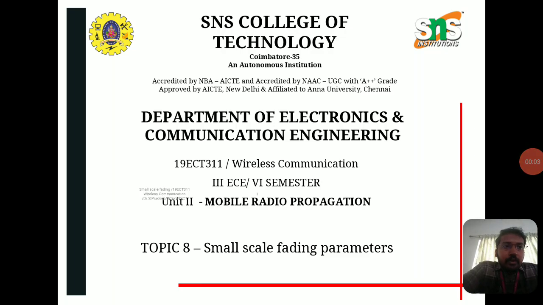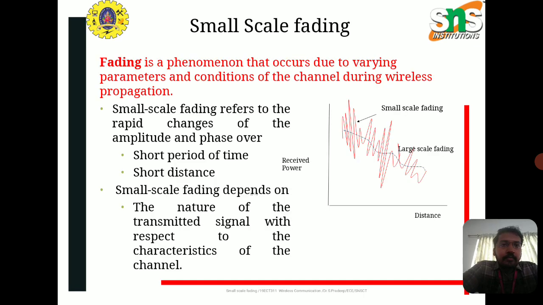Hi, in this video we are going to see about small scale fading parameters in mobile radio propagation. Fading is a phenomenon that occurs due to varying parameters and conditions of the channel during wireless propagation.